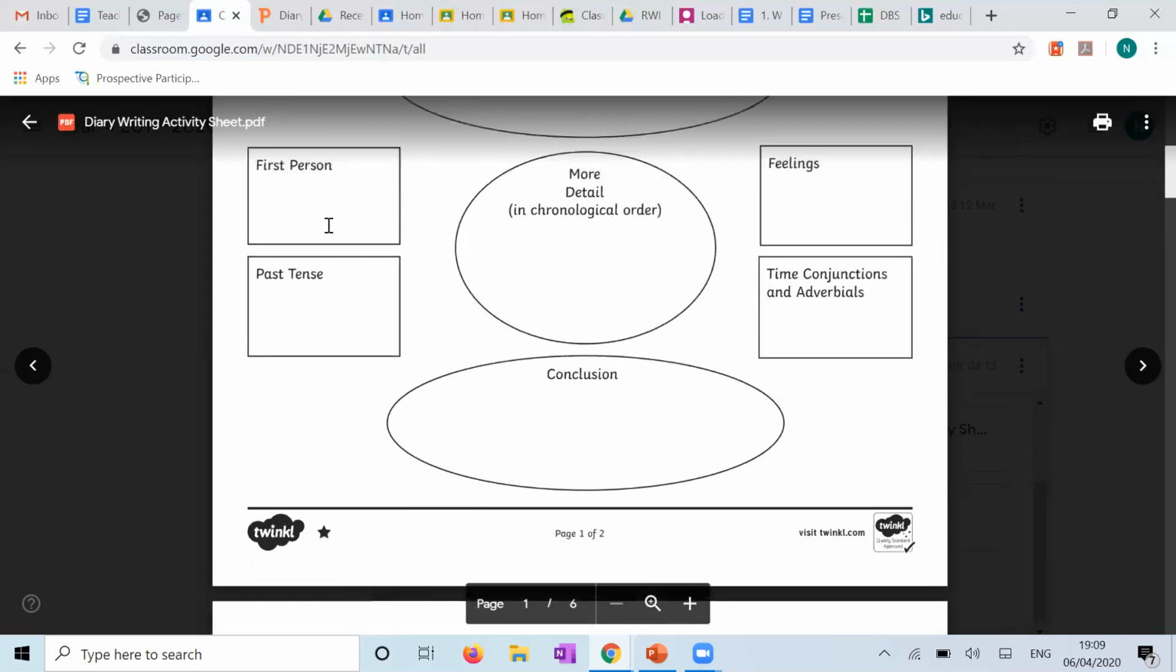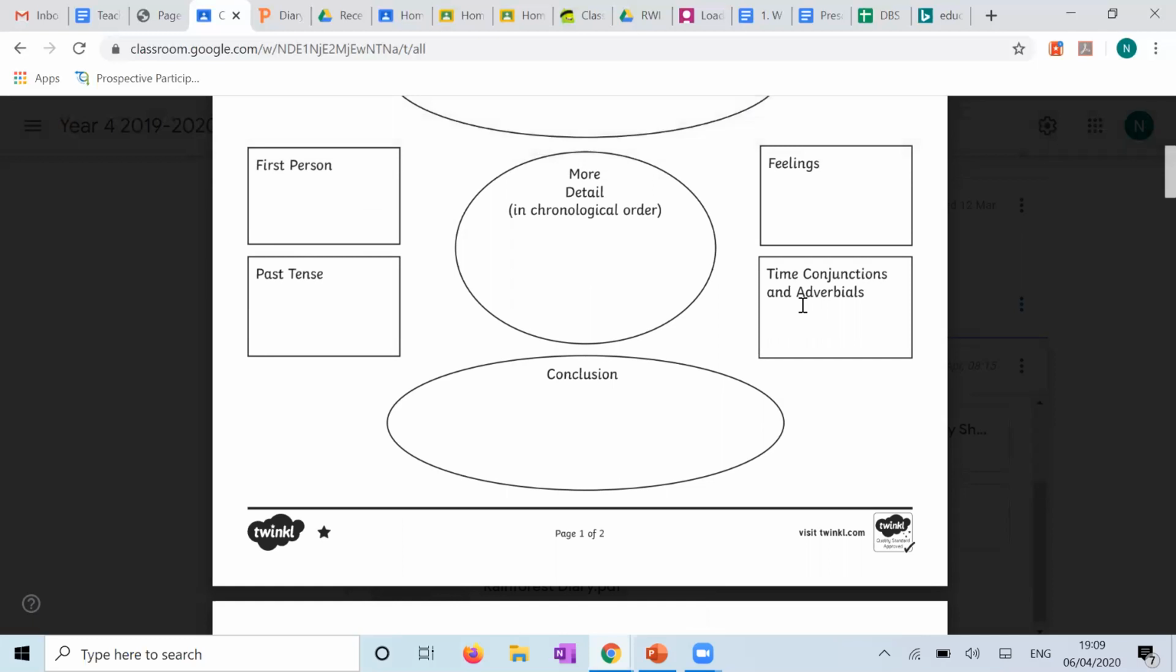When you're adding more detail, remember to write in the first person, use the past tense, add some feelings words. Here are some that you can use when you do your writing, and the time conjunctions and adverbials that you want to use as well. A conclusion is important.